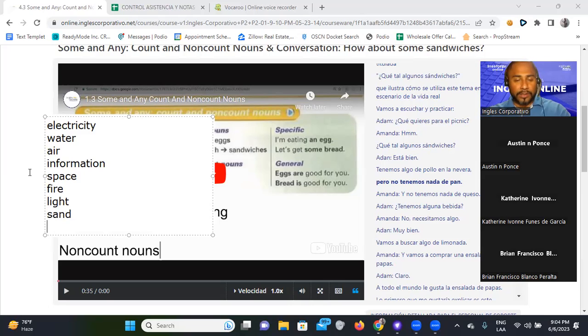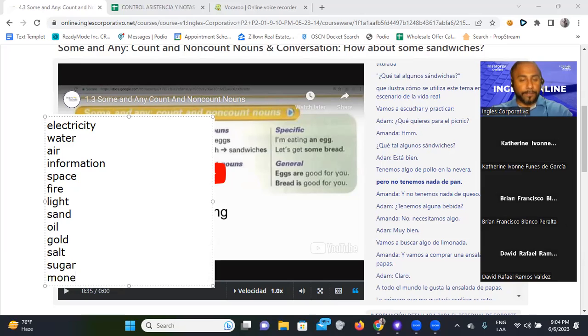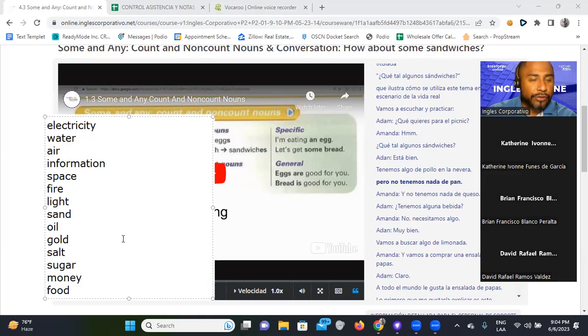Darkness is an adjective. Let's say, for example, oil, gold, salt, sugar, money, soup, food. Okay. All right. So these are examples of non-countable nouns. Non-countable nouns, ¿qué define si es contable o no contable? Si es demasiado grande, es no contable. Si es demasiado pequeño, es no contable.